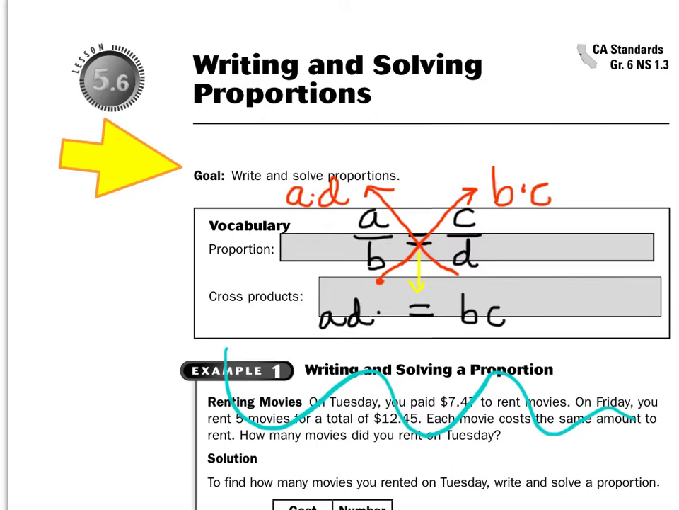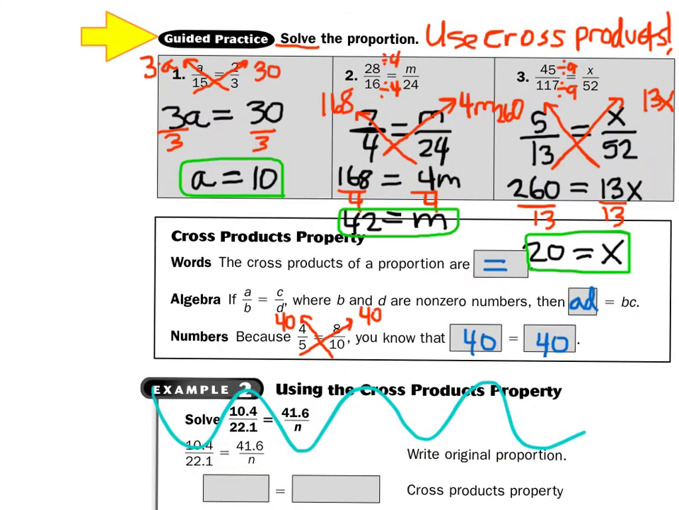Now what we do is we let these fall straight down. So notice how A times D fell straight down, bring the equal sign straight down, and let the B times C fall straight down. Those are the cross products. Okay, so let me show you how we solve proportions using the cross products.